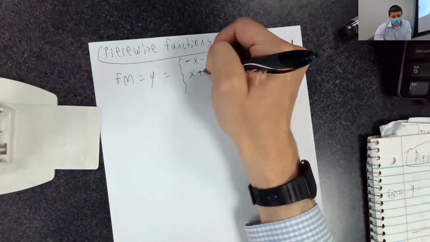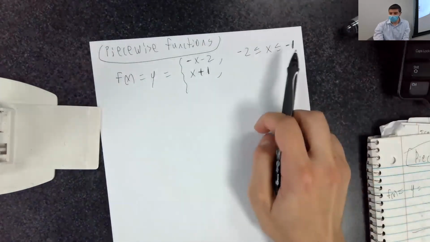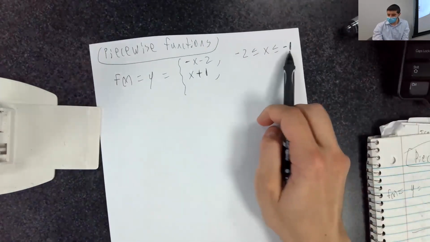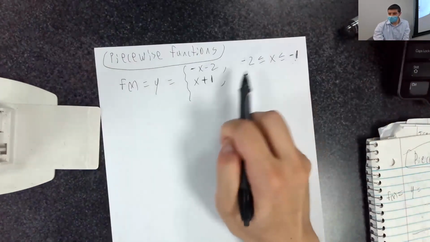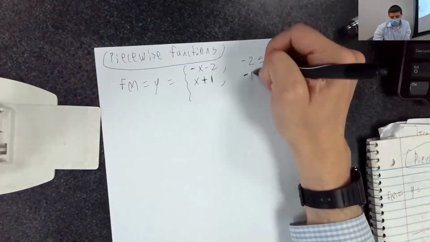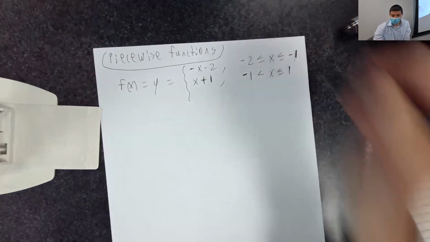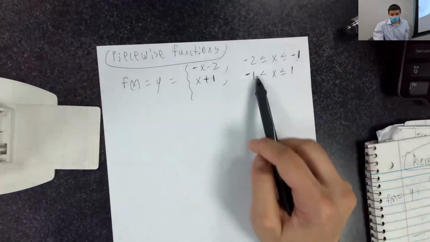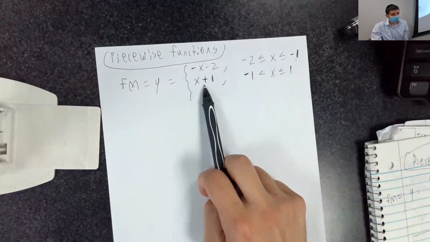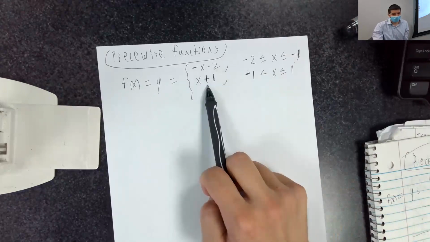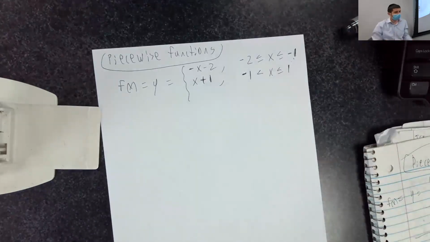Then I want to glue to it x plus 1. Now how do we glue? We glue by taking the endpoint, which is negative 1. This function ended at negative 1, so this function is going to start at negative 1, for x greater than negative 1 and less than or equal to 1. Between negative 1 and 1, it's going to be this line. So we have 2 different functions, but we glue them together at negative 1.